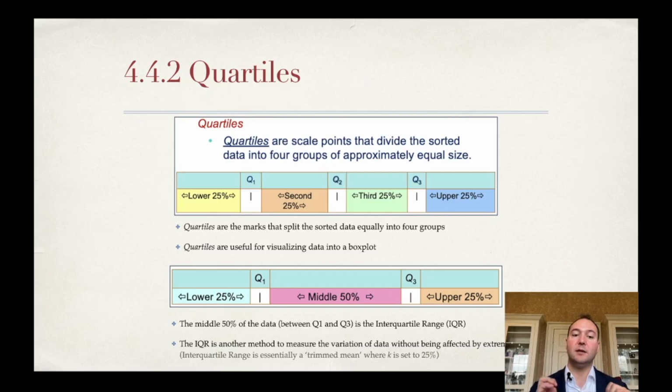We call this middle 50% of data the IQR, or the interquartile range. This is essentially a trimmed mean where K is set to 25, meaning we're trimming off the top 25% and the bottom 25% of our data.